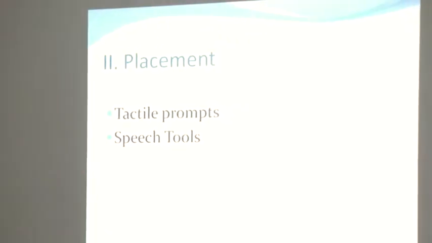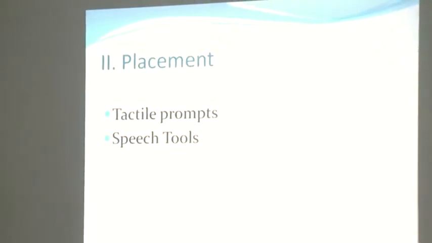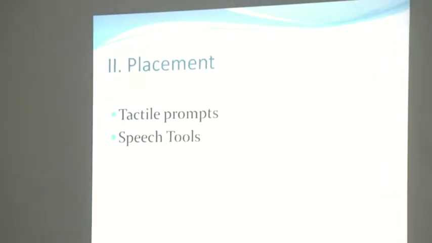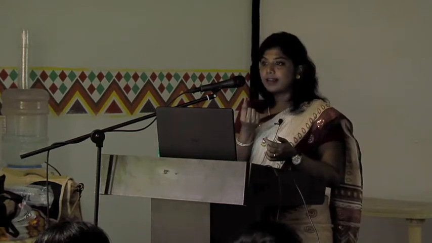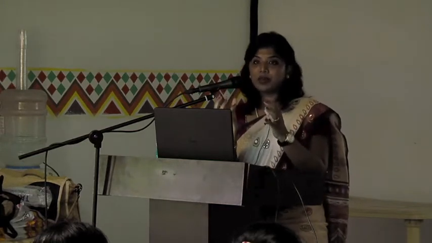The second one is placement. When I talk about placement, these are tactile prompts we call. Say, for example, a child is not able to seal the lips around a spoon. You can prompt the child with a tactile prompt. You're trying to work on sucking and you're giving the child a tumbler with a straw attached. That's one of the best tools that you can give.